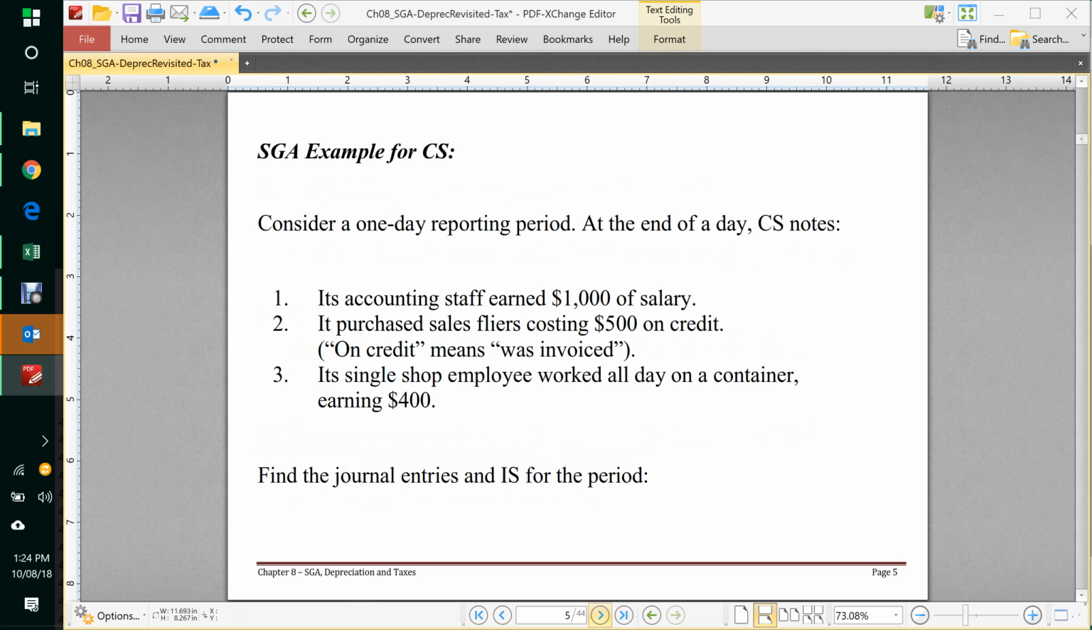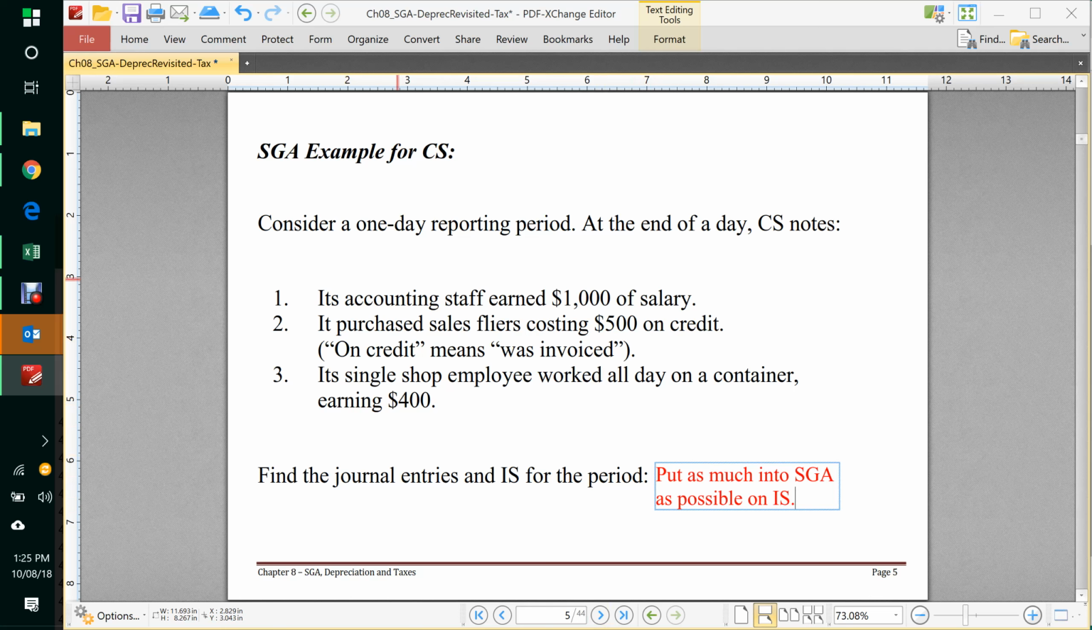All right. And let's do an example for Container Space. Let's consider a one-day reporting period, okay? And let's find journal entries and the income statement for the period, but I just want to add here, put as much into SG&A as possible on the income statement. Okay, all right, so let's go ahead and see.